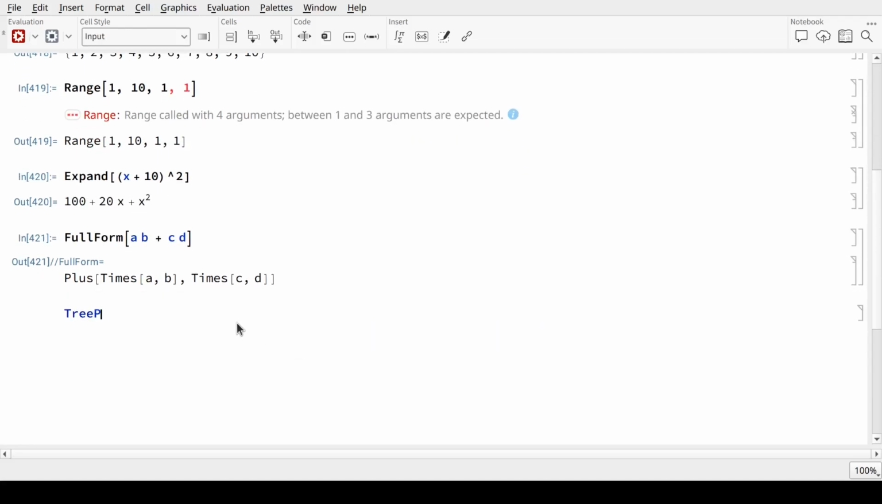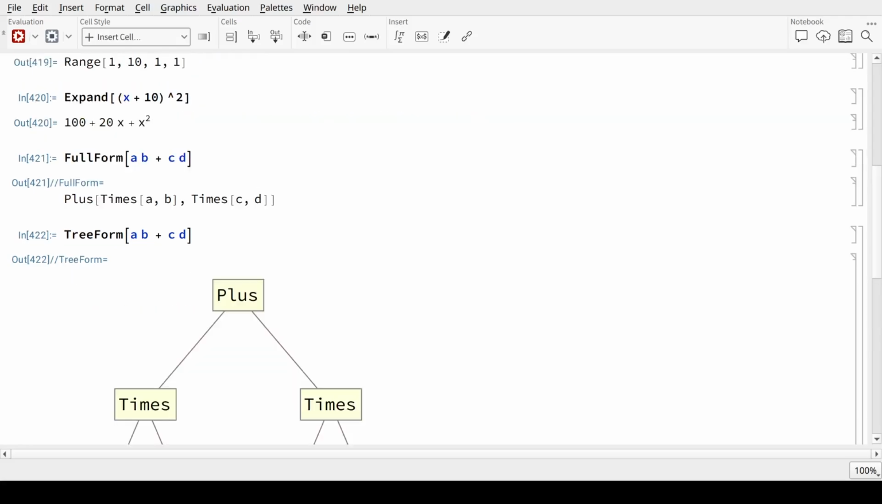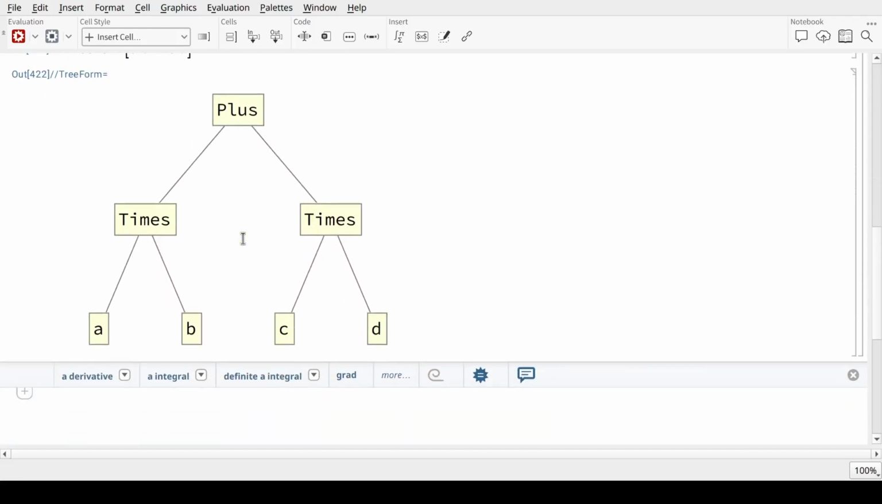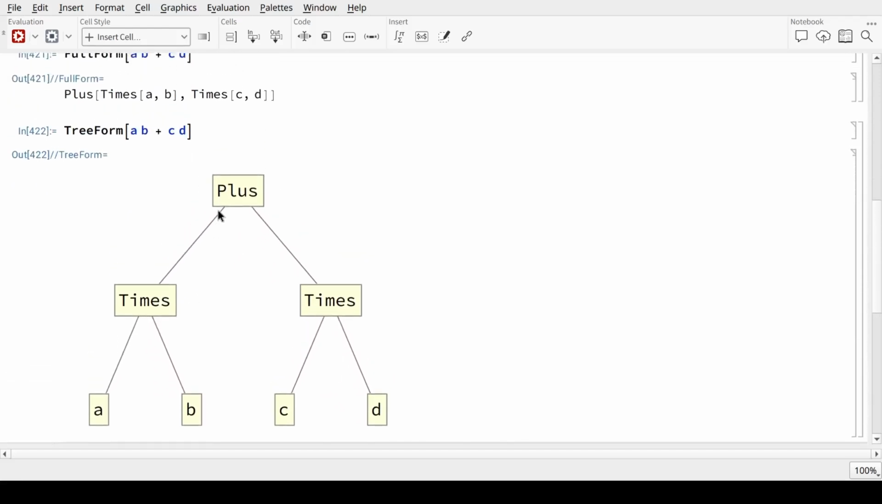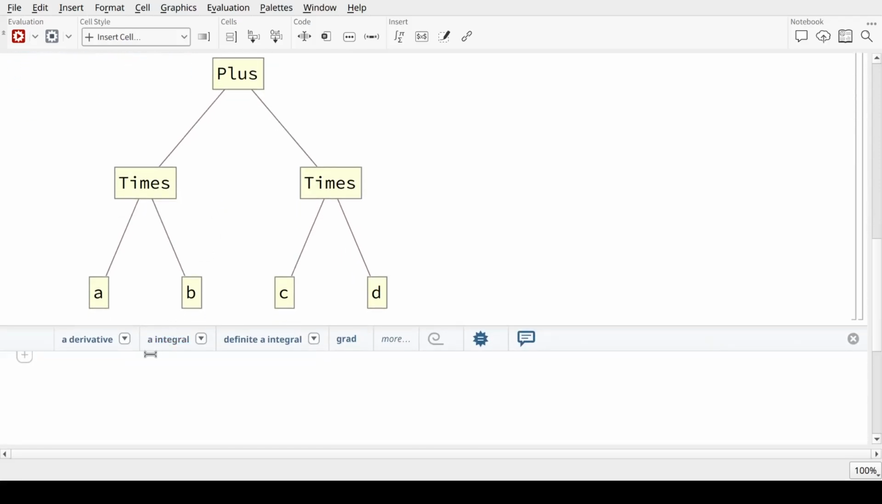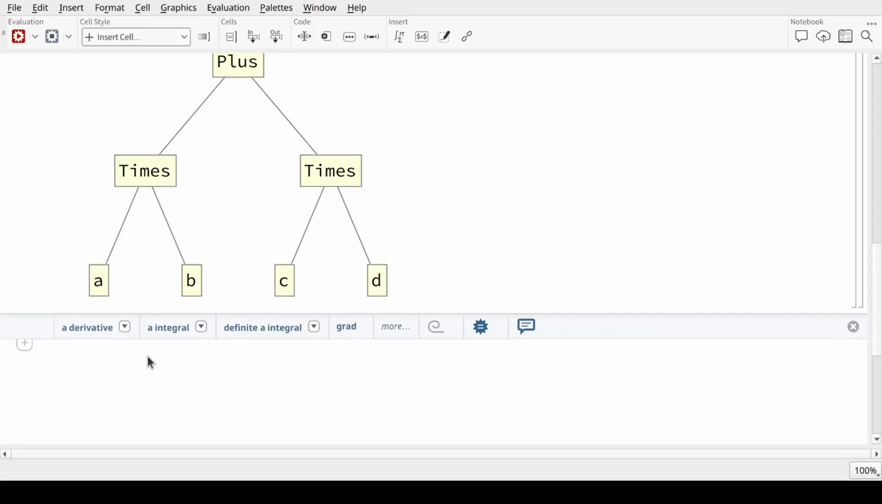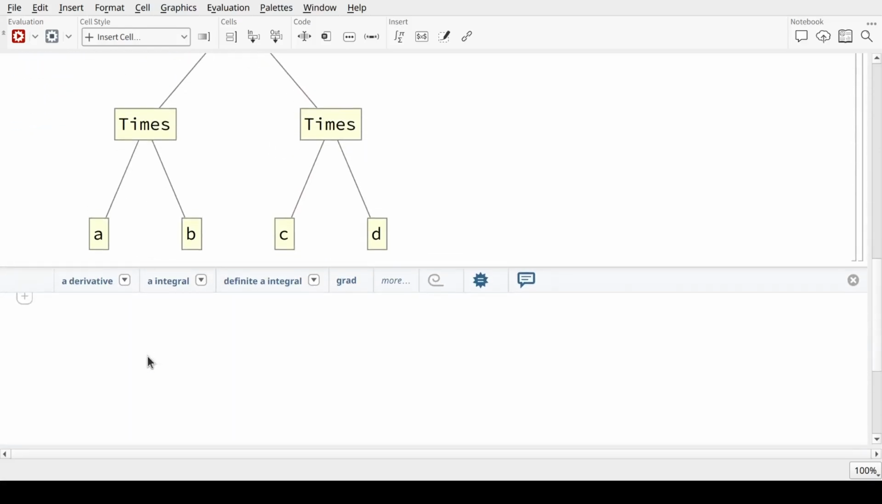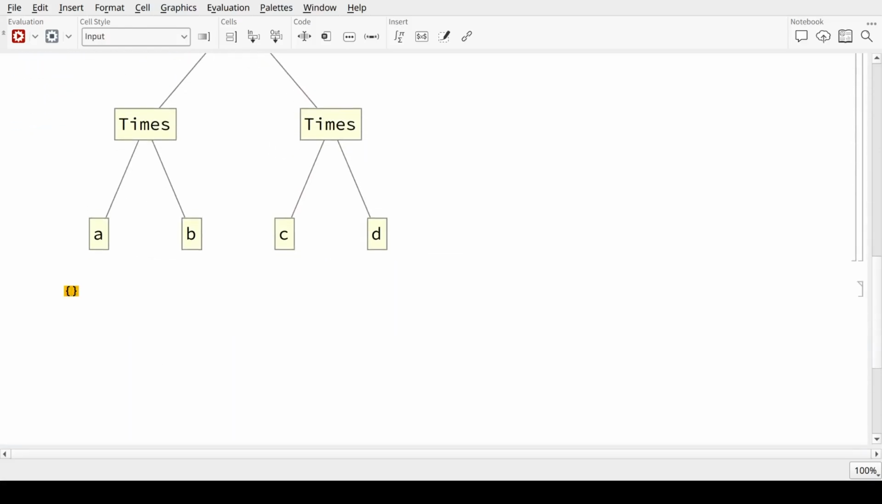Another expression, another form, that might be more useful and perhaps more beautiful is AB plus CD in TreeForm, plus, times, times, and we get this graph view of the equation we gave it. By no means is this a changing, altering transformation of any kind. That is just a form in which we output things.